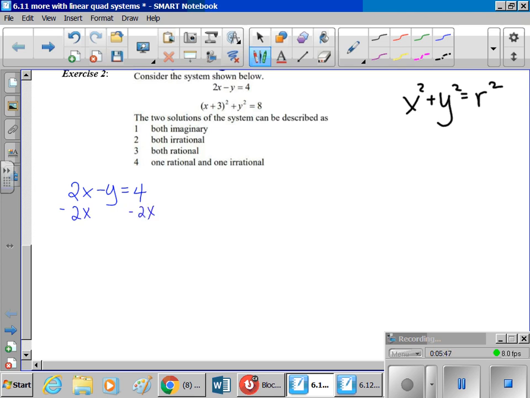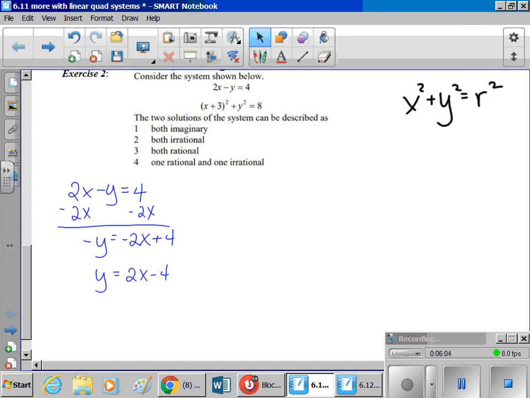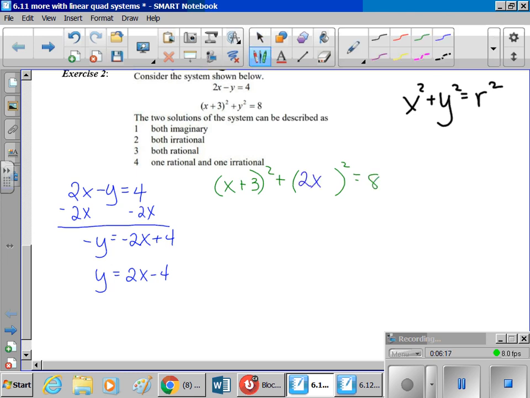If I solve this for y, because the y is by itself, I can easily use substitution. So I get negative y is equal to negative 2x plus 4. Of course, divide by negative 1, which changes all my signs, so it's y equals 2x minus 4. So there's my linear written in y equals mx plus b form. Now I will take my beautiful circle here, which is x plus 3 squared plus y squared is equal to 8, and instead of that y, I'm going to put my 2x minus 4.